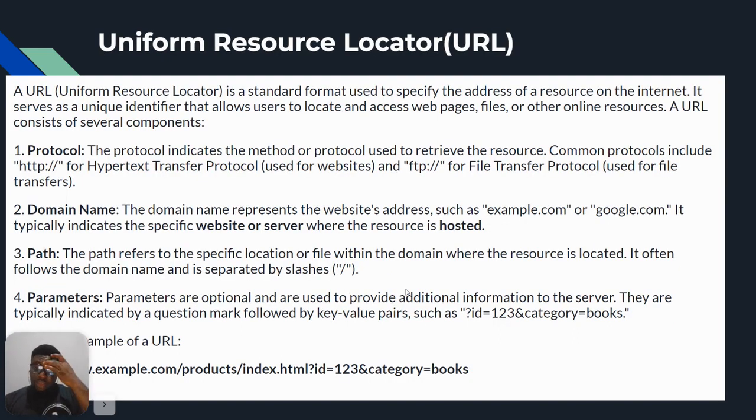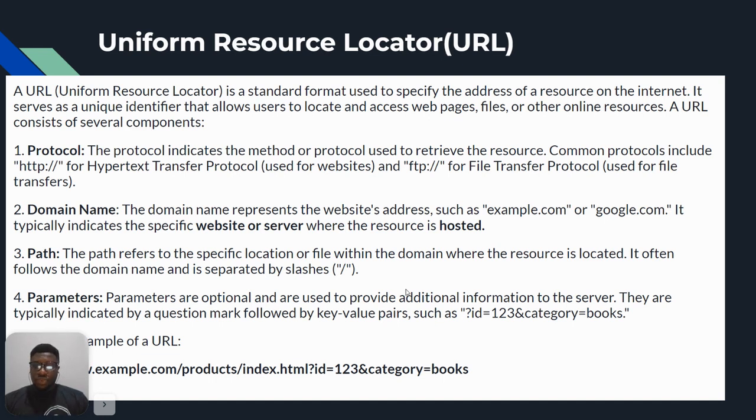Then we have the URL. This URL is more like the address you use to locate information that is living on a server. Now let's see what the definition is. It's a Uniform Resource Locator. It's a standard format used to specify the address of a resource on the internet. It serves as a unique identifier that allows users to locate and access web pages, files, and other online resources. A URL consists of several components.